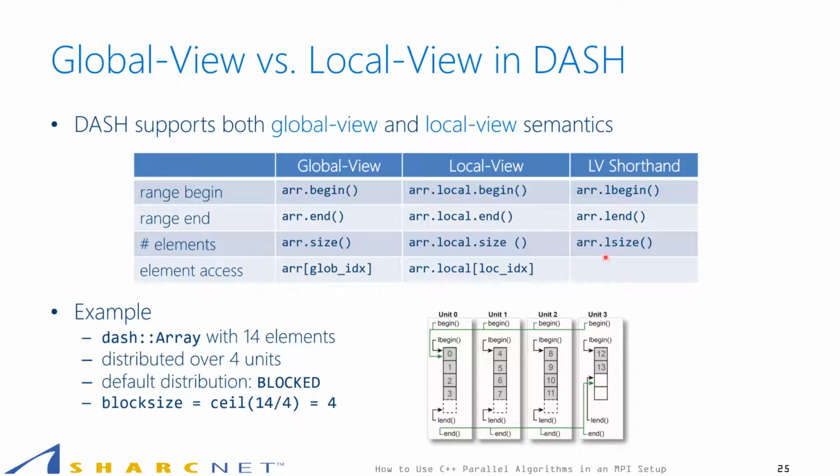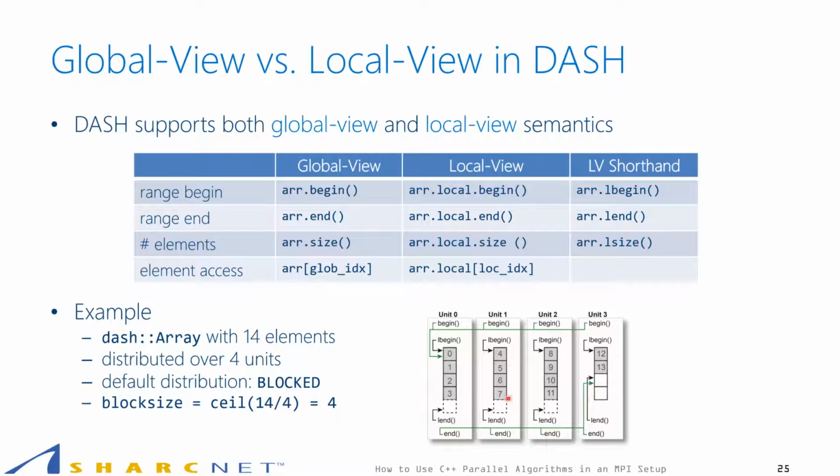So if we have a DASH array, for example, with 14 elements distributed over 4 units, the default distribution, which I cover later, is blocked. And this formula is used by DASH to calculate the block size. So here the block size will be 4, and the last unit has only filled 2 of them, and 2 are empty, for example, for 14 elements.